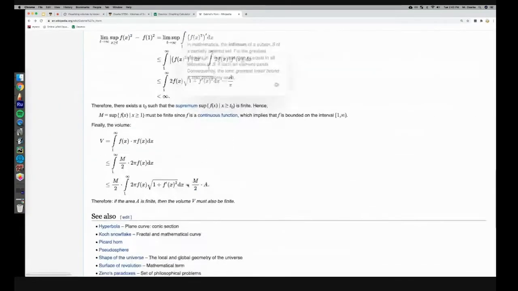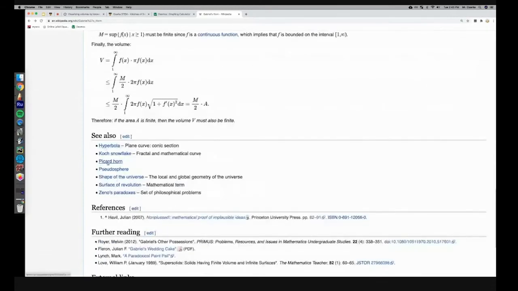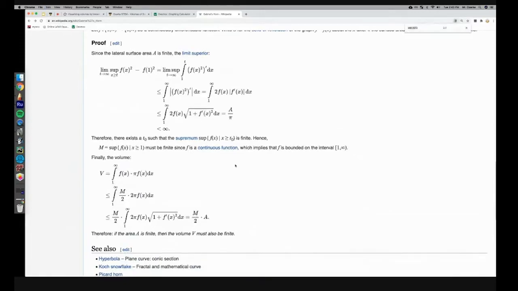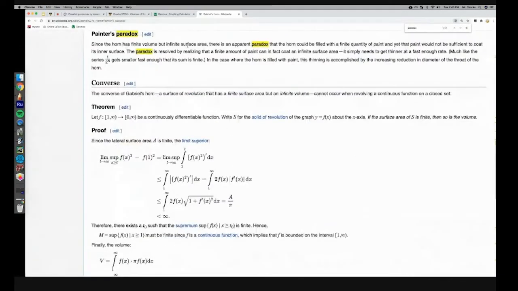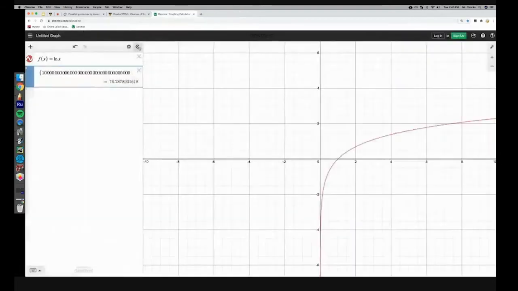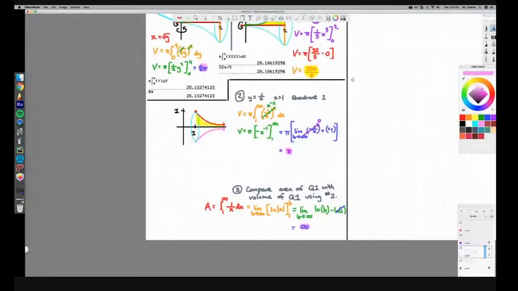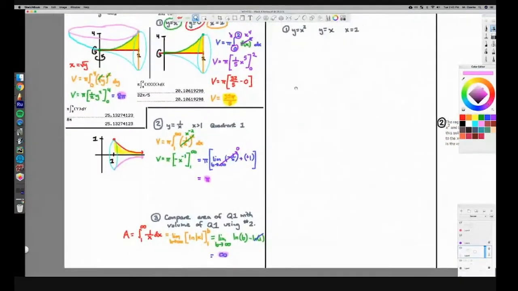Oh, there's a proof for it. Does it even have the painter's paradox? Maybe it's not called painter's paradox. Hold on. Oh, yeah, painter's paradox. Here we go. This is what I was talking about. It would not be sufficient to coat the inner surface. That's what's weird. You can't paint the inside of the horn, but you can fill the horn up with a finite amount. Our minds are not made for that. Most people's aren't.